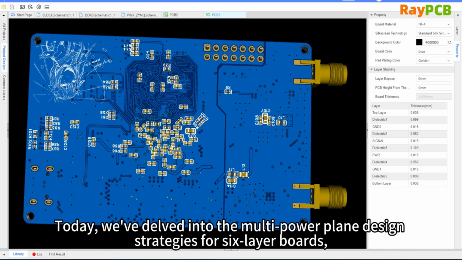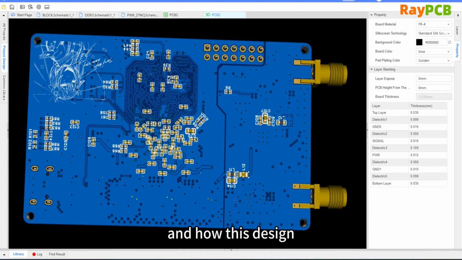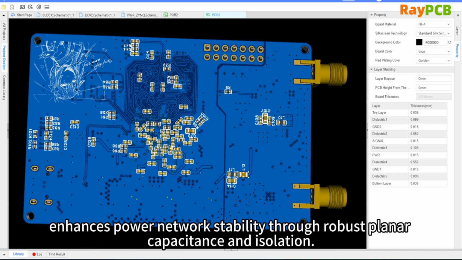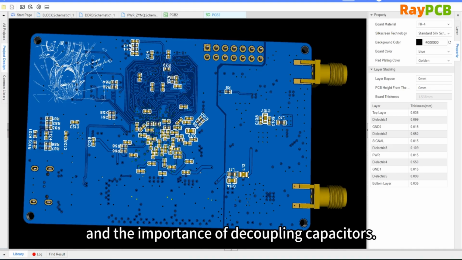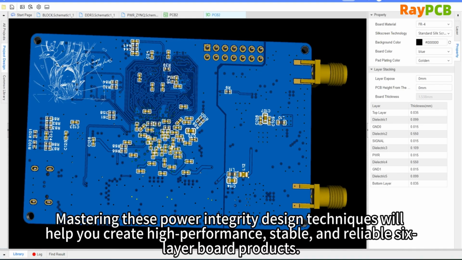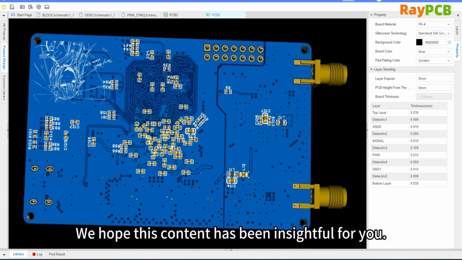Today, we took an in-depth look at multi-power plane design strategies on six-layer boards, learned how to implement power plane splits on layers like layer 4, and explored how such designs enhance the stability of the power network through robust shielding and isolation. We also emphasized the importance of ground plane integrity and decoupling capacitors. Mastering these power integrity design techniques will help you create high-performance, stable, and reliable six-layer board products. I hope this content has inspired you.